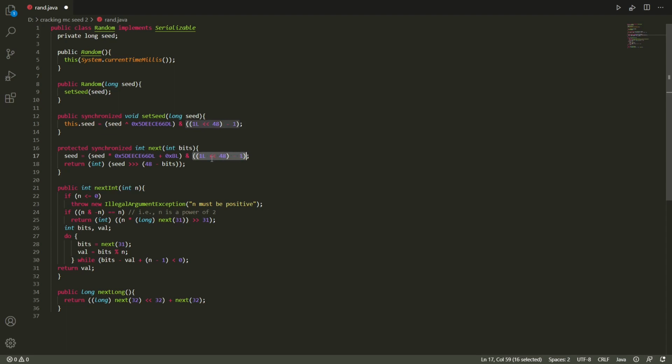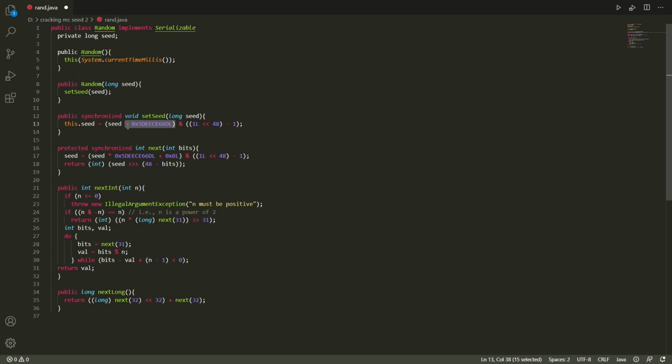When this seed is first set, it is XORed by a constant. XOR is a bitwise logic operator that returns 1 if the inputs are different and 0 otherwise. XOR is reversible, as in A XOR B XOR B equals A, so it won't be much of a concern.